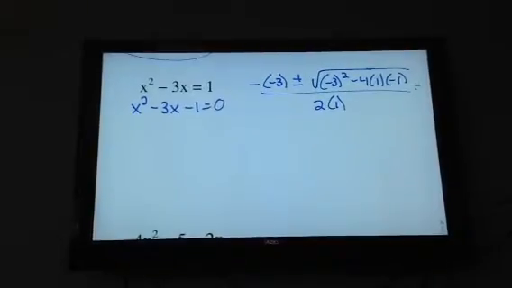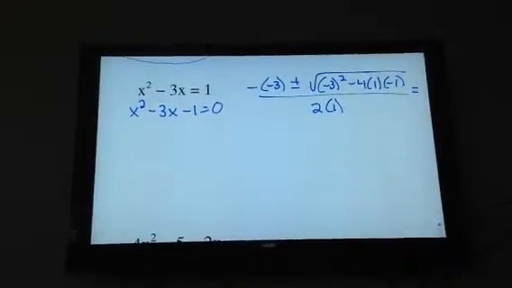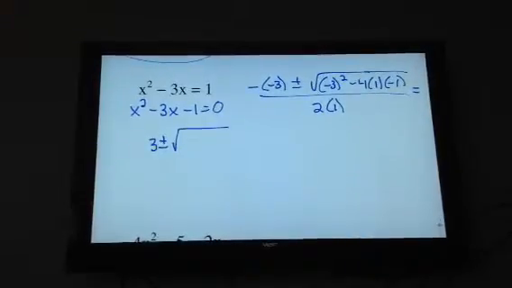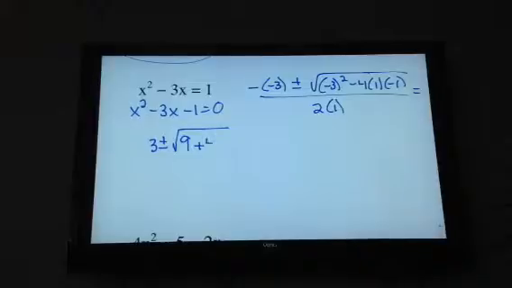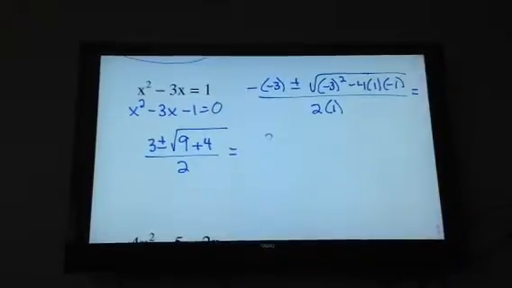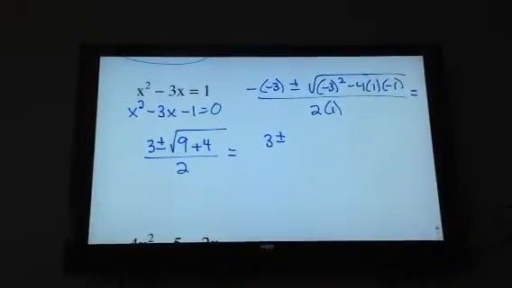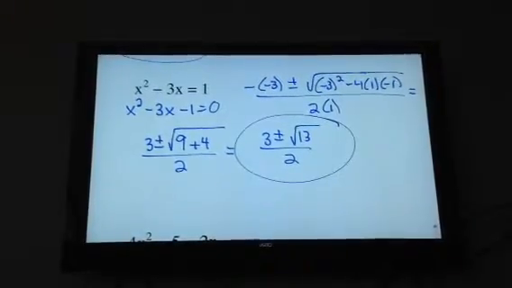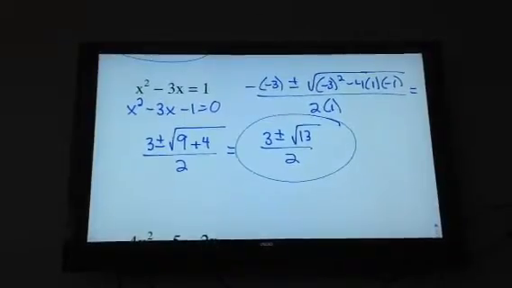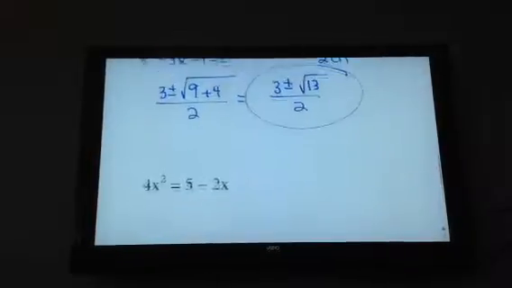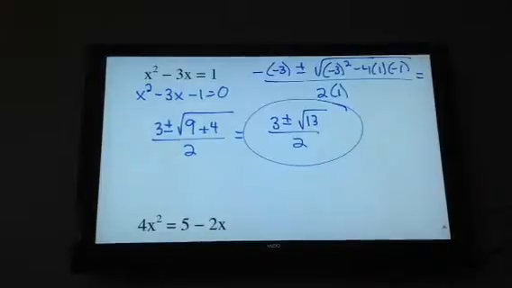So plugging A for A, B for B, C for C. So positive 3 plus or minus the square root of 9 plus 4 over 2. So 3 plus or minus square root 13 over 2. 13 does not have a perfect square or a square factor, so you're done. Gosh darn, I hope I put one of these ones in here that keeps going. Hopefully it's this one.